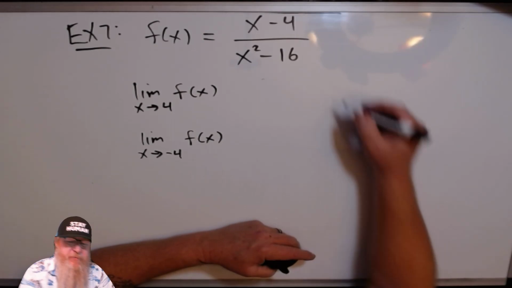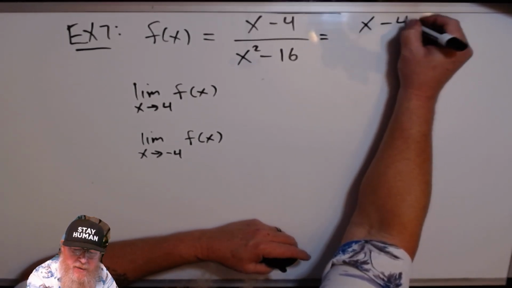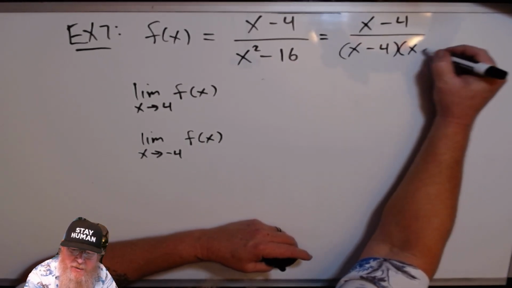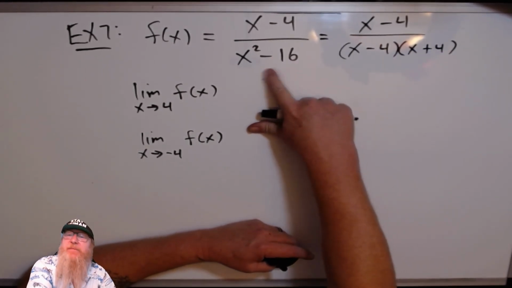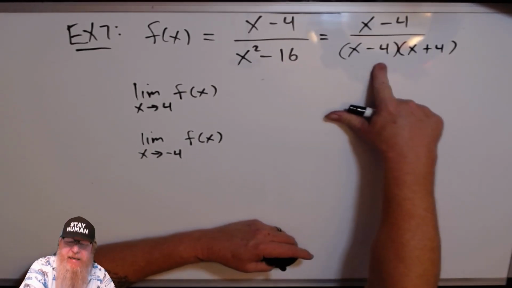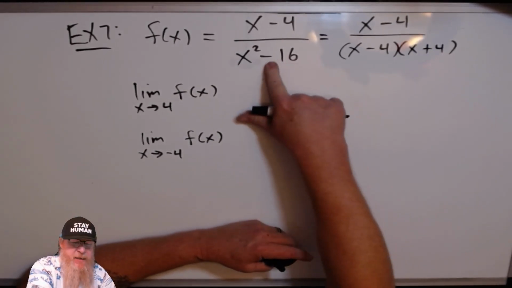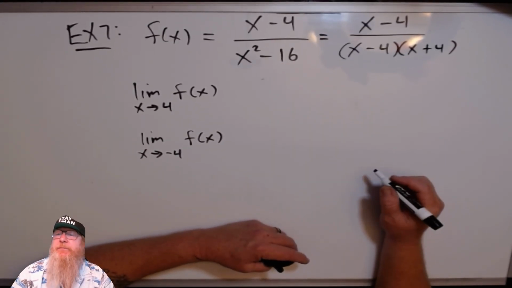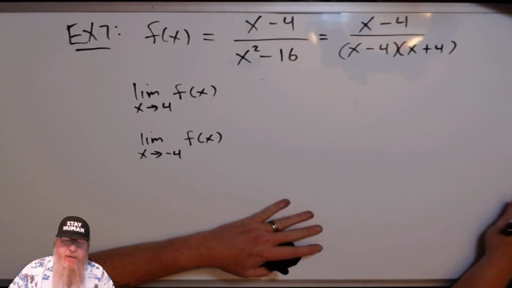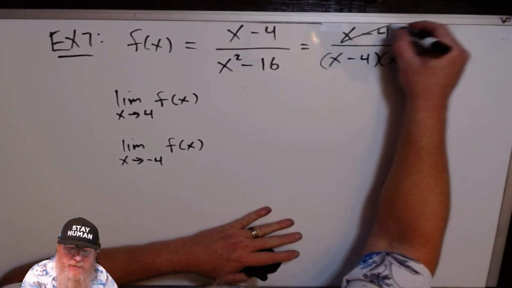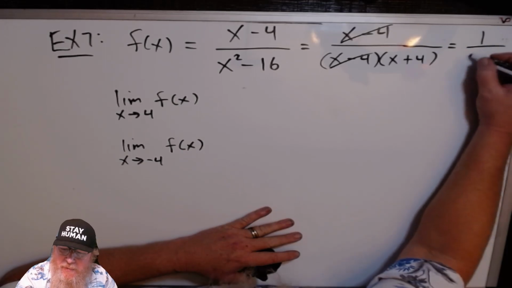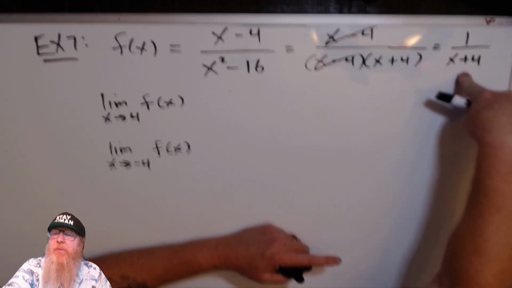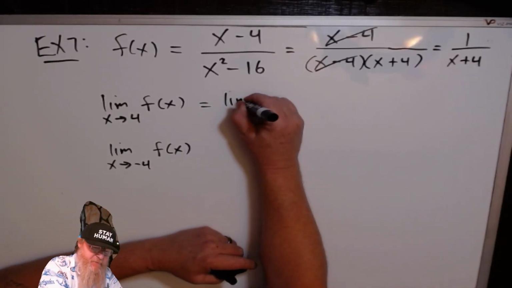Why 4 and -4? Well, because the denominator has that classic algebra factorization of the perfect square of 16, which would be x minus 4 times x plus 4. Because the negative times a positive will give you that -16. So we're going to simplify this to 1 over x plus 4, and this is what we're actually going to take the limit of.